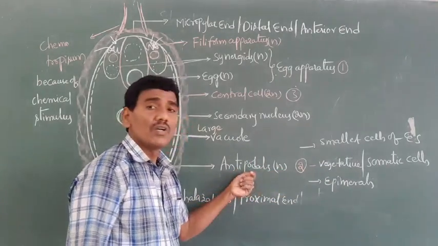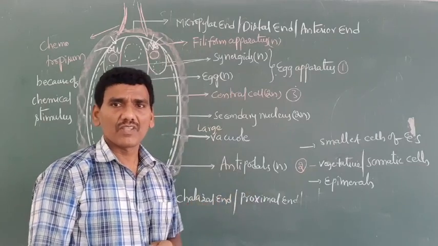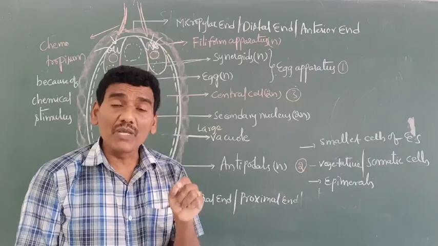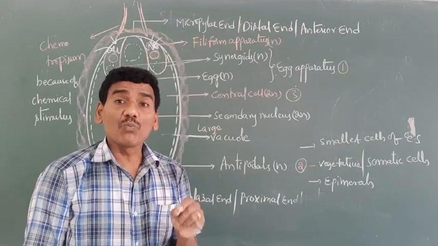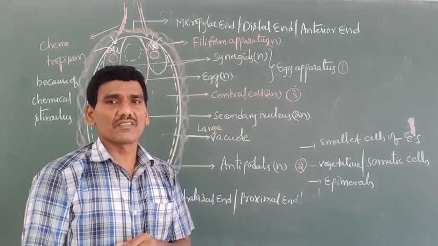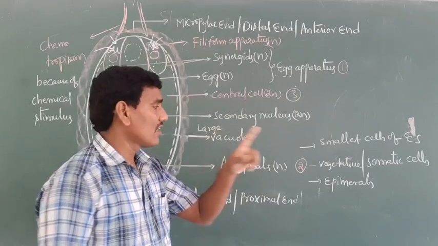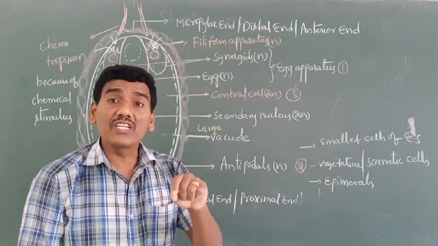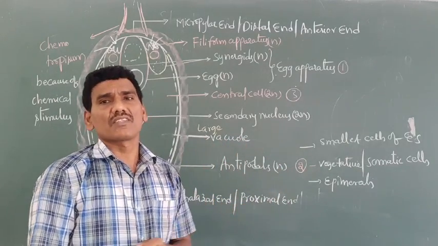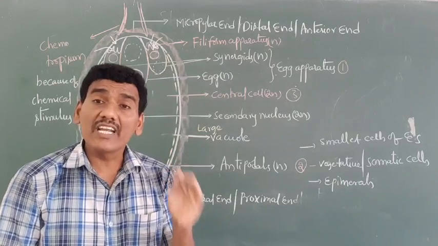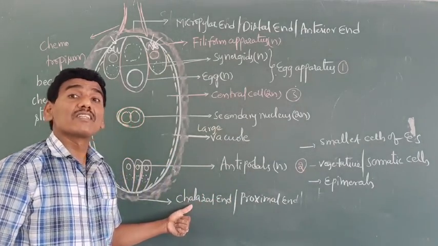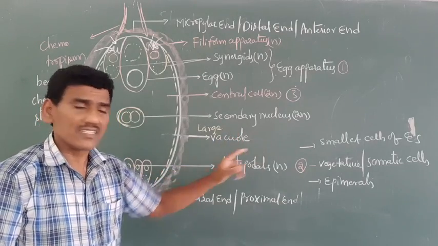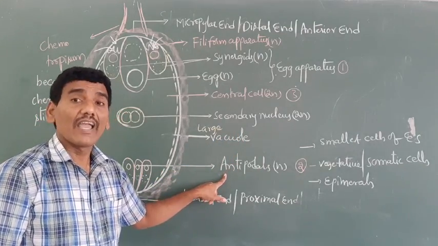This is about the characteristic features of antipodals. Vegetative cells of the embryo sac: antipodals. Somatic cells of the embryo sac: antipodals. The smallest cells of the embryo sac: antipodals. Ephemeral cells of the embryo sac: antipodals. Which cells of the embryo sac degenerate before and after fertilization? Antipodals. Antipodals are located on which side of the embryo sac? The chalazal side of the embryo sac. This is also an important character of antipodals. The ploidy of the antipodals is haploid.